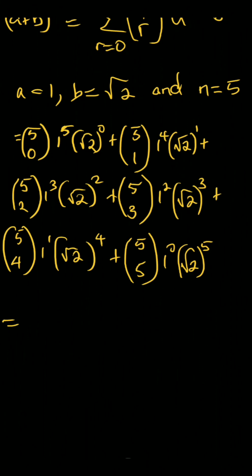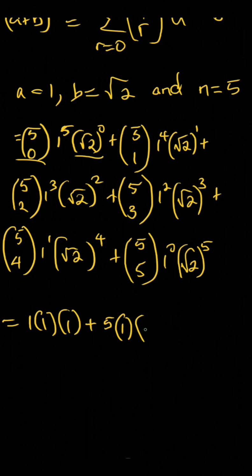So the next step that we need to take is simplifying this. Now 5 choose 0, we know this is 1. Then we multiply with 1 to the power 5, which is 1. Then the root of 2 to the power 0 is just 1 there. Then plus 5 choose 1, which is 5, multiplied with 1 to the power 4, which is 1. Then this one is the square root of 2.